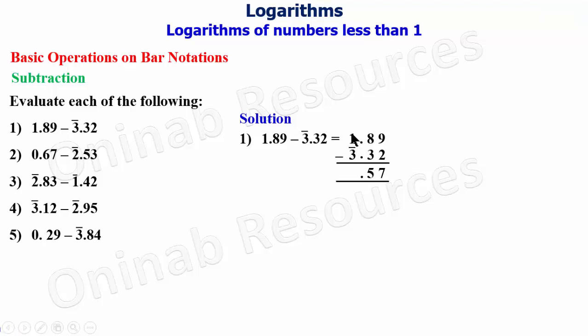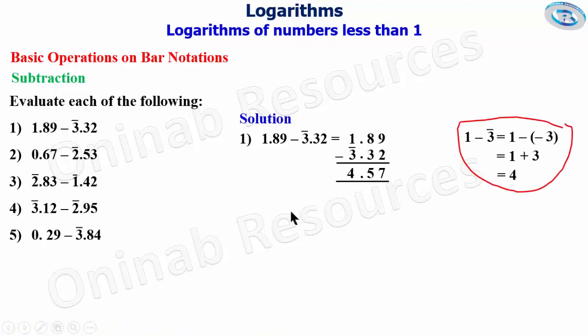We place our point. Here we have 1 minus bar 3. That's going to be expanded as 1 minus negative 3. Negative times negative gives positive. We have it as 1 plus 3, which gives 4. So the integer part here is 4. Then we go to problem 2.